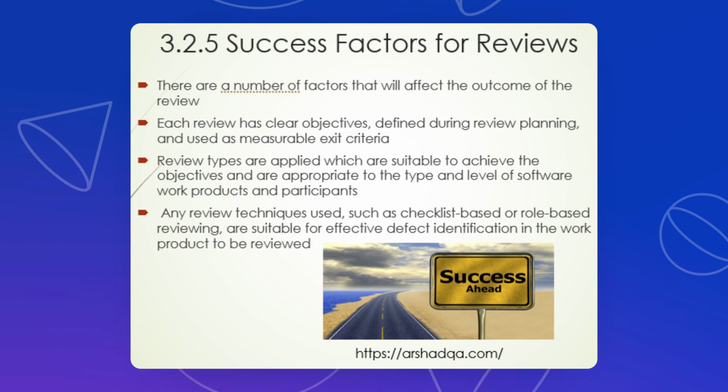So there are some success factors for review. There are a number of factors that will affect the outcome of the review, so we should keep in mind those factors. Each review has a clear objective, defined during review initiation and used as measurable exit criteria. Review types are applied which are suitable to achieve the objectives and appropriate to the type and level of software work products and participants. Any review technique used, such as checklist based or role based reviewing, is suitable for effective defect identification in the work product to be reviewed.